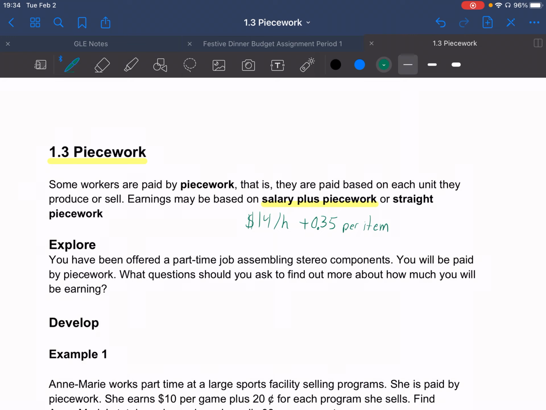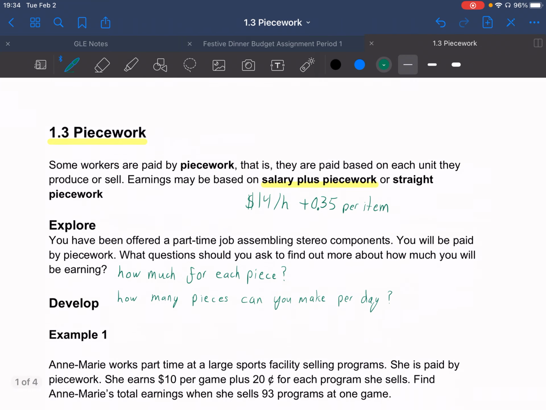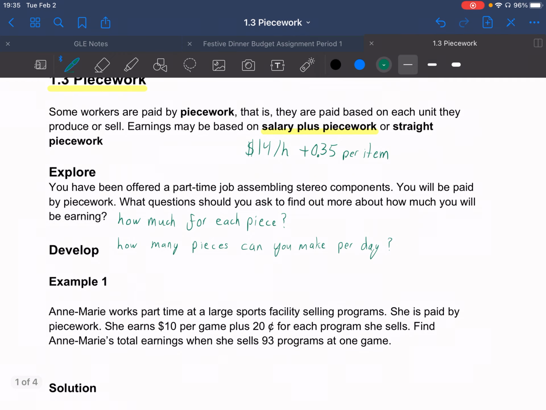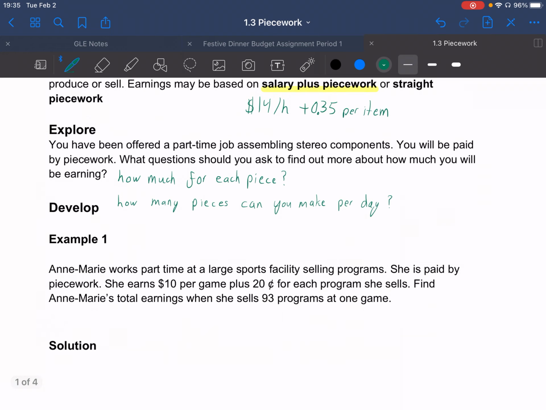When you are being offered a job, some questions that you should think of are: how much for each piece, and how many pieces can you make per day? Those are the ones that you should probably ask most. Again, this isn't that common, except in farming, where you see piecework, so you're paid by how much you collect. But let's look at some examples here.